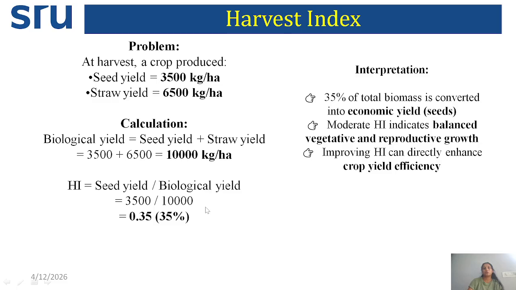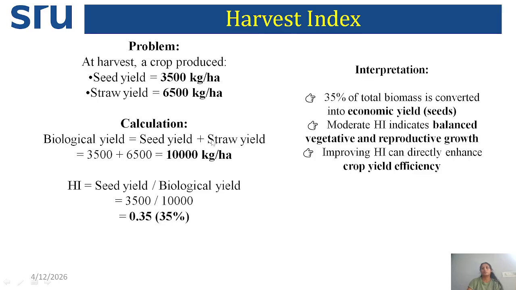High harvest index means whatever stored photo assimilates are there in the vegetative part are clearly transferred towards the seed setting, sorry, the reproductive yield. So it clearly indicates the partitioning of the dry matter. Improving harvest index directly enhances crop yield efficiency. More harvest index means more yield.